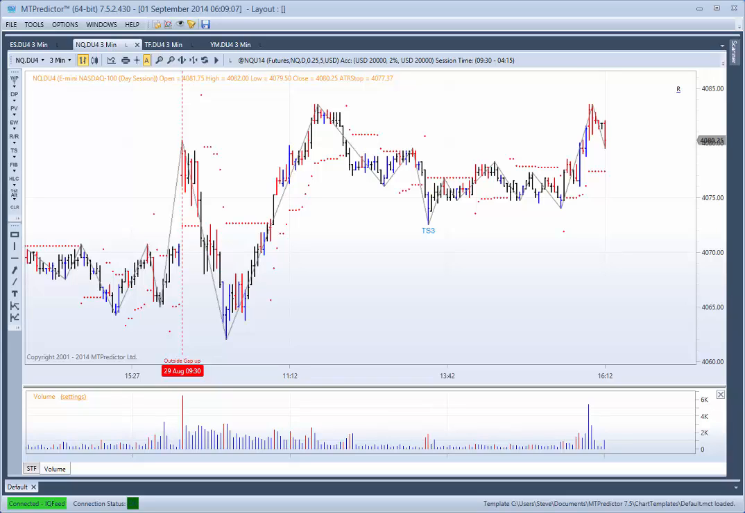In today's MTPredictor video, I'd like to look at how the US E-minis unfolded yesterday, which was the 29th of August. Particularly I want to look at the NQ because this was a setup that was mentioned by one of our customers who was actually in the trading webinar at the time, so I thought it'd be a good one to follow up on.